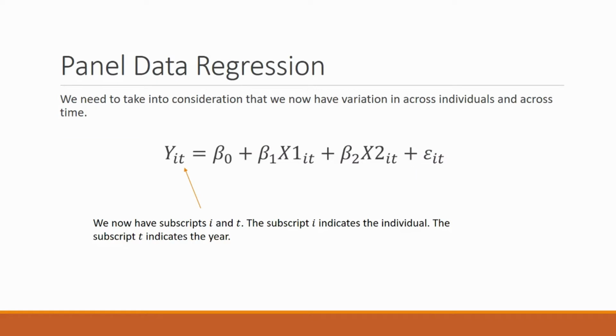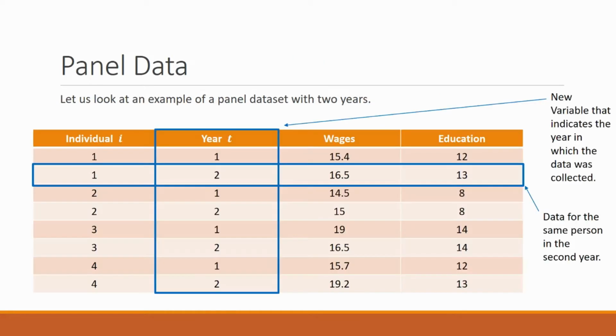All right, so when we have panel data, we need to take into consideration that we now have variation across individuals and across time. So just looking back here again, we have variation across individuals and across time. What do I mean by that? Variation across individuals means different people have different wages. Different people have different levels of income. Of education.